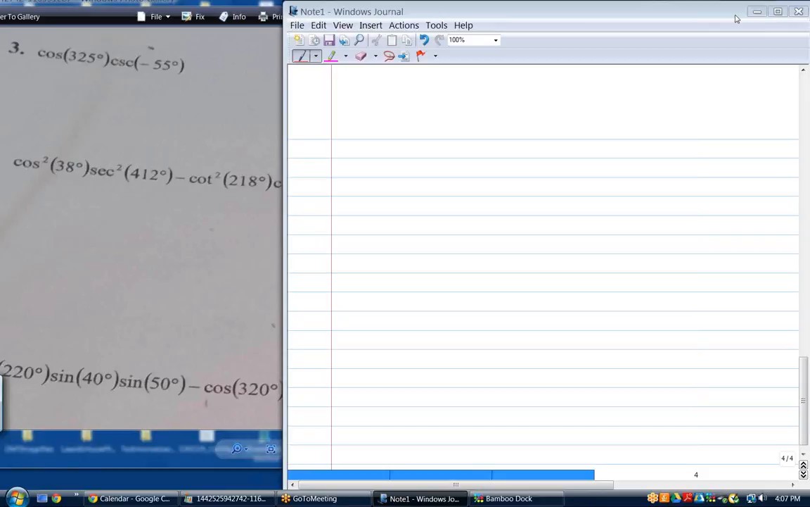It's another way to write cosine of 325. This is a bit more difficult. You have to figure out which identity to use to solve these.